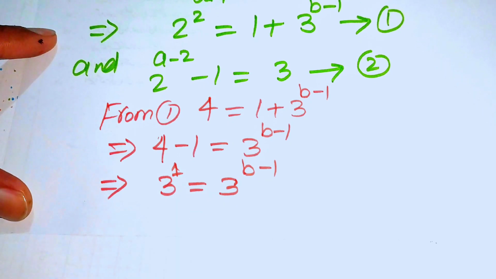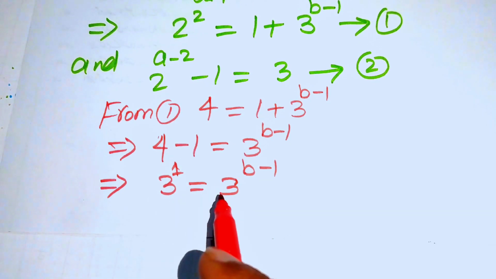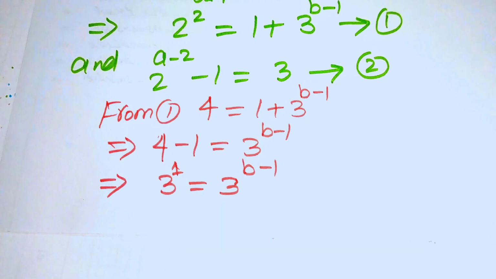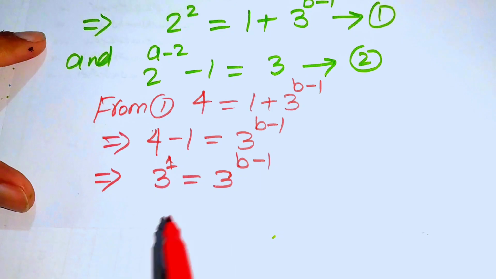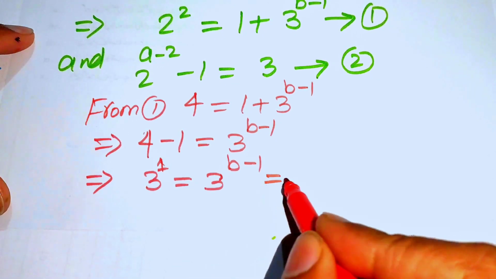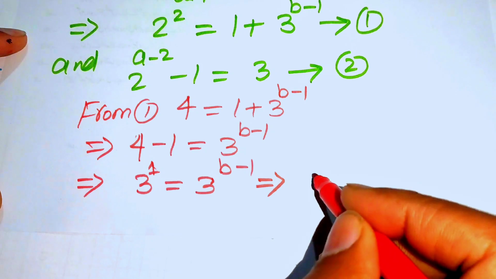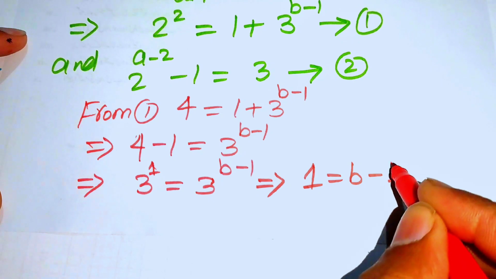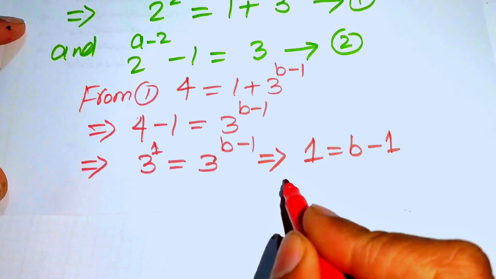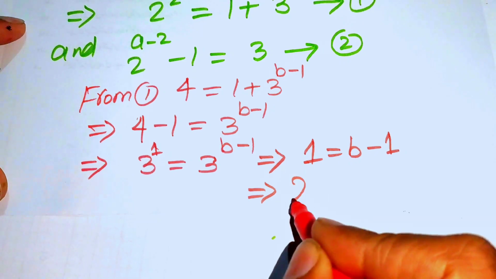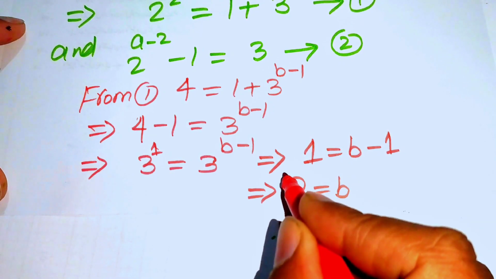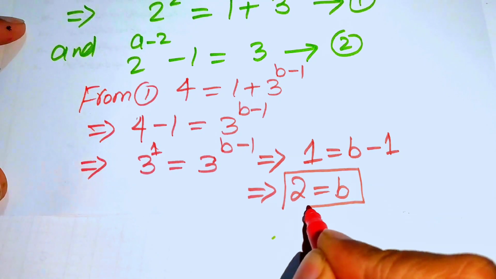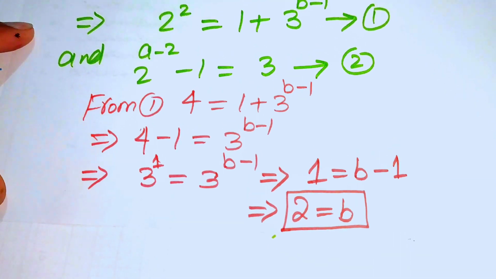Here you see that our bases on both of the sides are the same, so we equate the exponents, so this implies that 1 equals b minus 1, and we move this minus 1 to the left hand side, and it becomes 2 equals b. So this is the value of b.